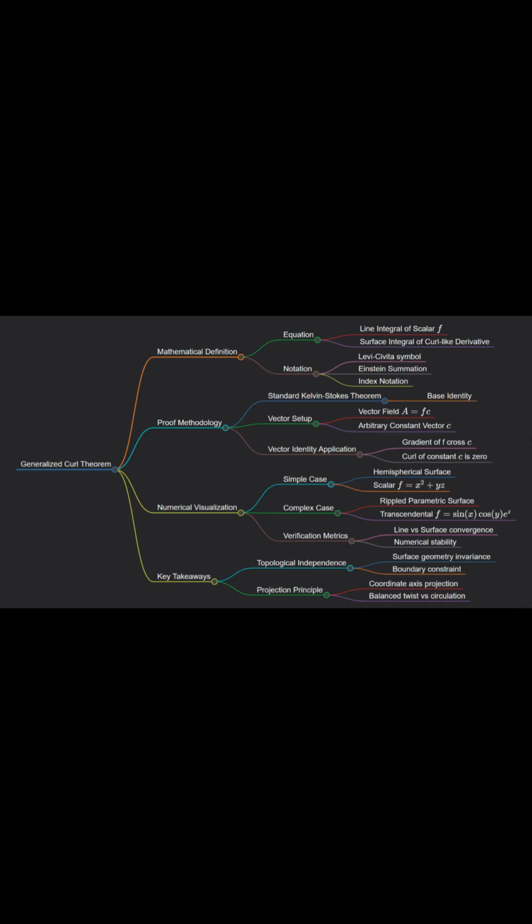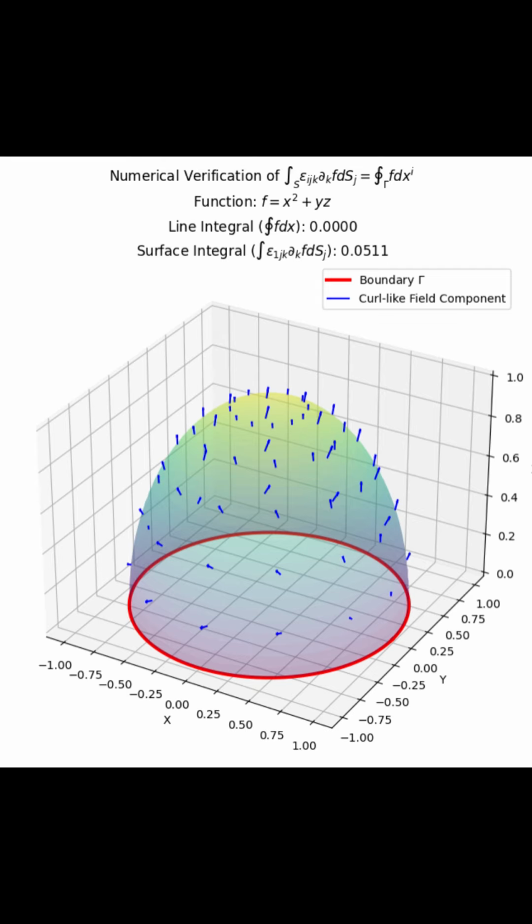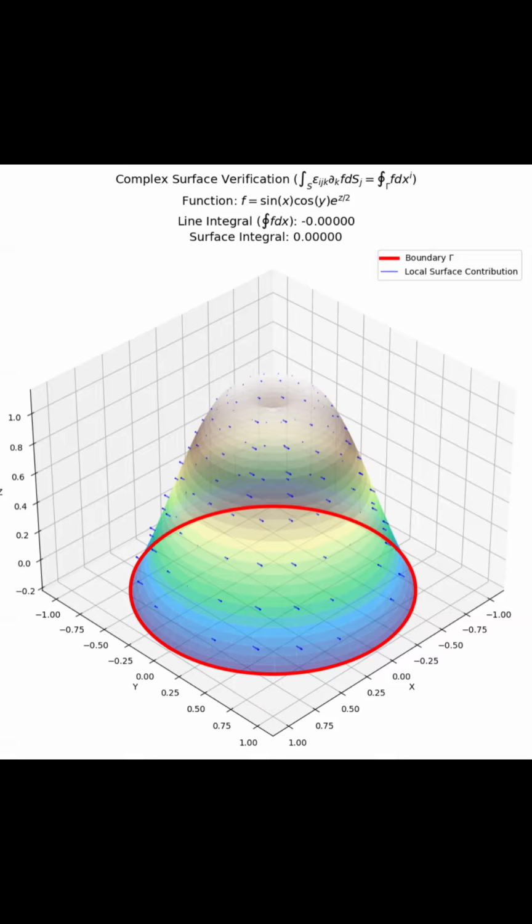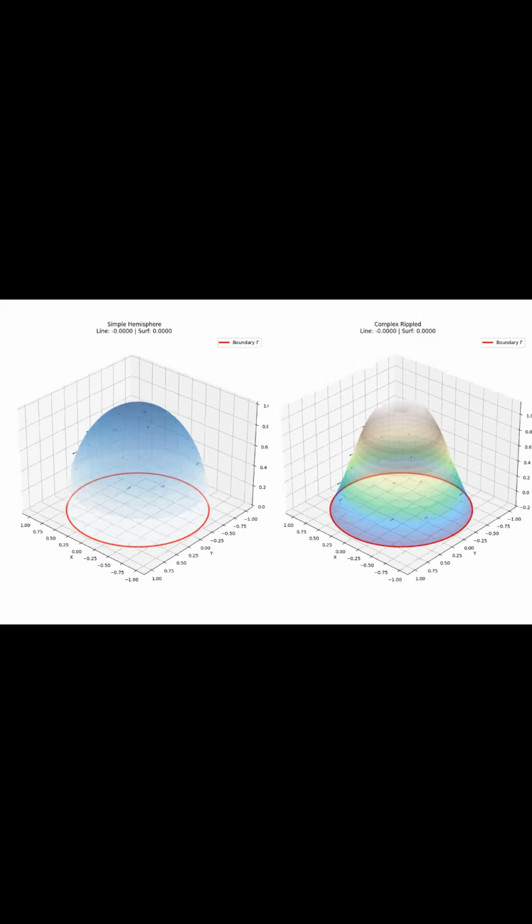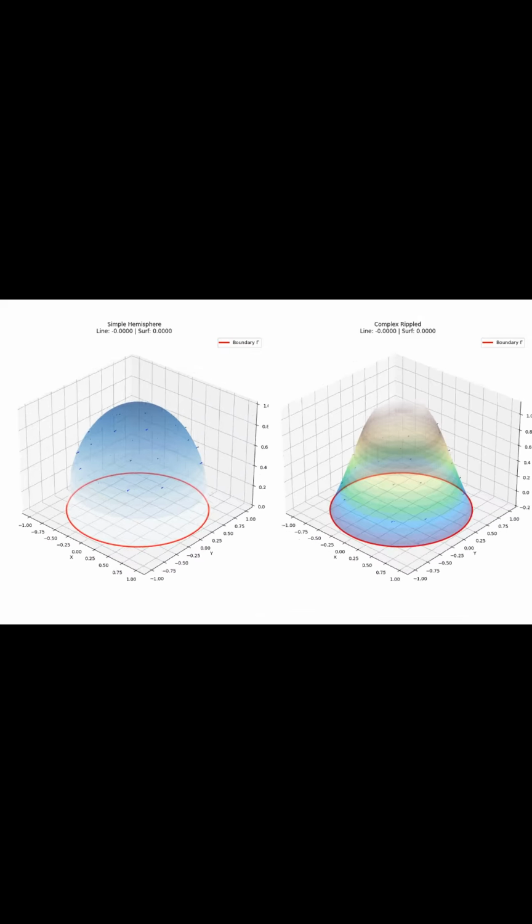The first demonstration. The smooth hemisphere. To see this in action, imagine a perfect hemispherical dome sitting on a circular base. We choose a mathematical function where the values change smoothly across the dome. In this first test, we calculate two things: the effort of the function as we travel around the red circular boundary, and the sum of the twist components, visualized as tiny blue needles, across the blue surface of the dome. Even though these two calculations look entirely different, the results converge to the same value, proving that the twist on the surface perfectly balances the flow on the rim.